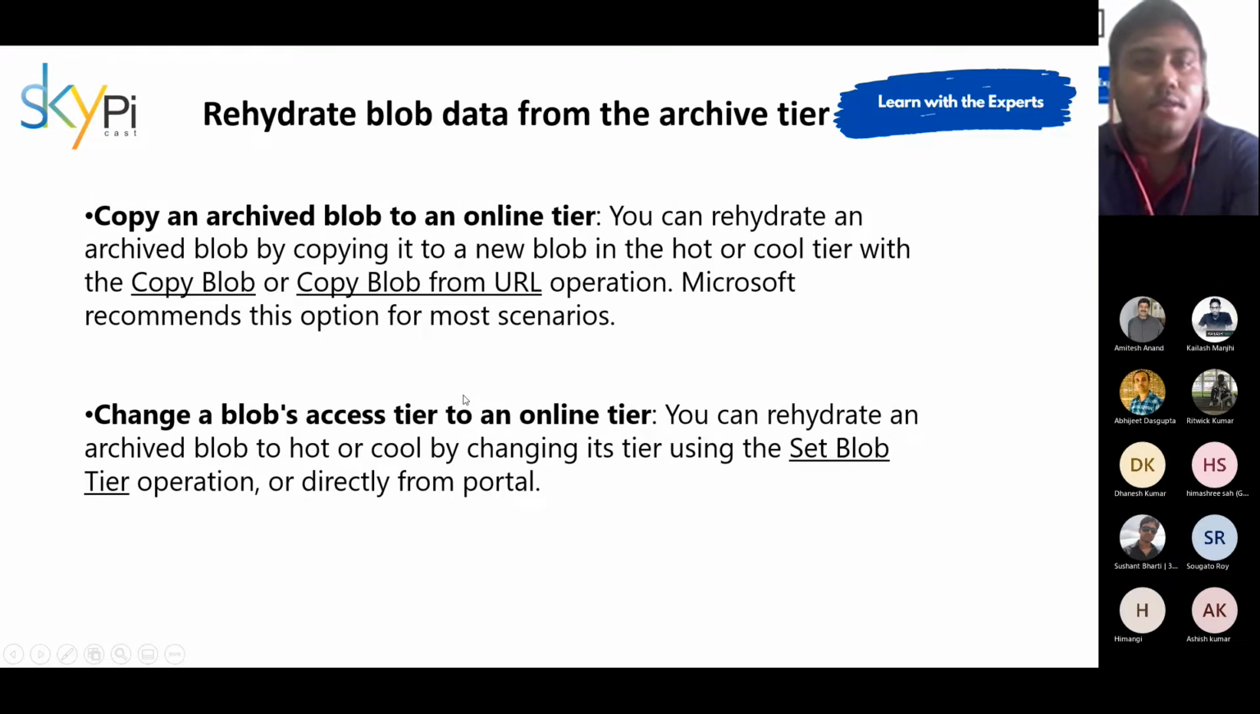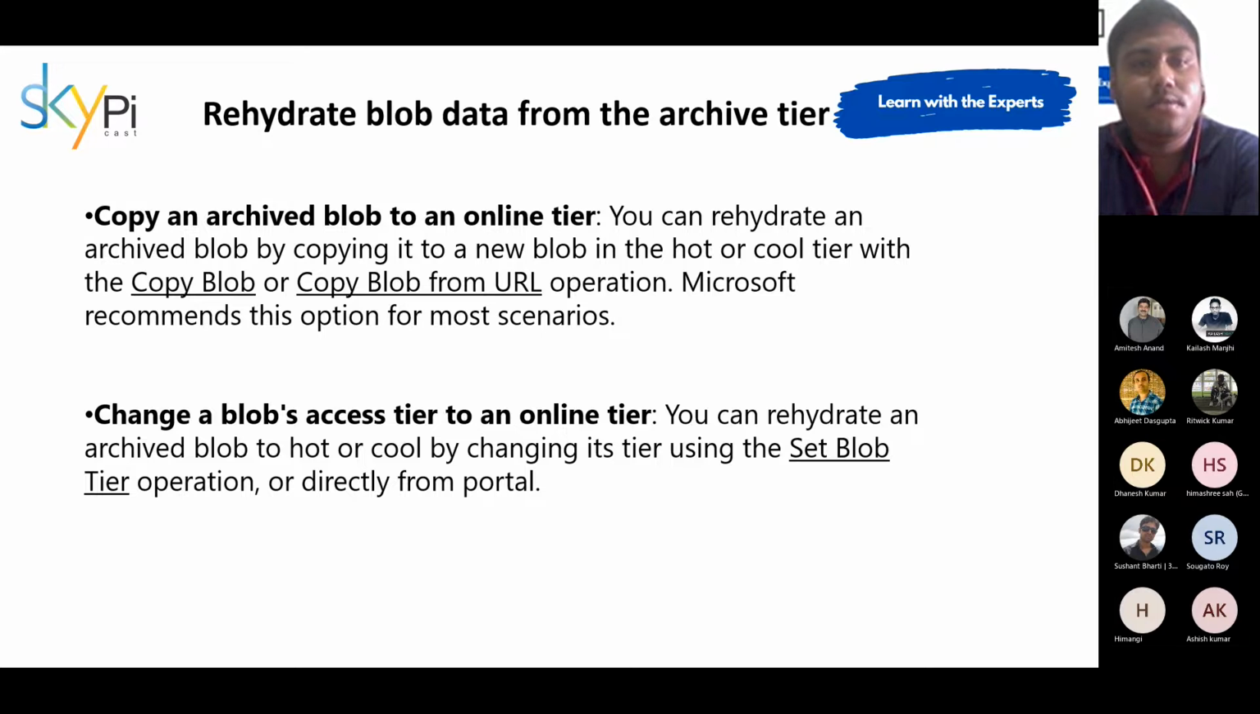And also, as we mentioned earlier, the archive tier is pretty much offline. So we can't view the data, we can't access that data if we want in the cloud or in real time. So if we need for any reason to rehydrate our blob, we have to first move it to an online tier. By online tier, we mean it must be moved to hot or cool tiers.